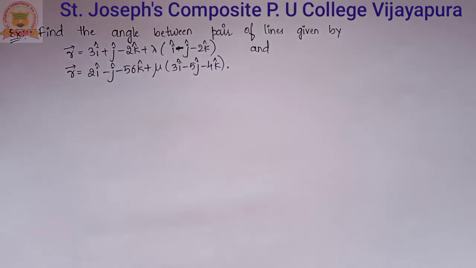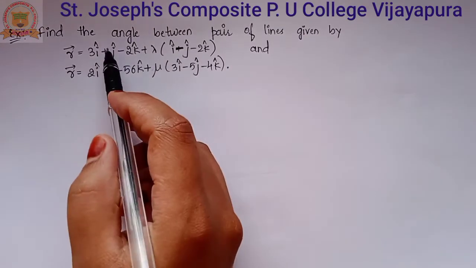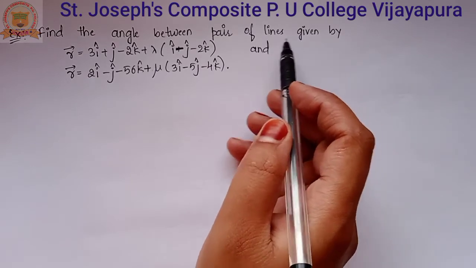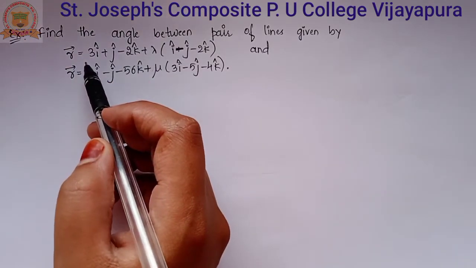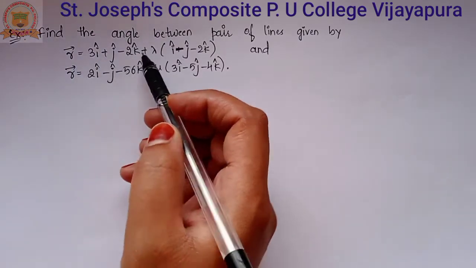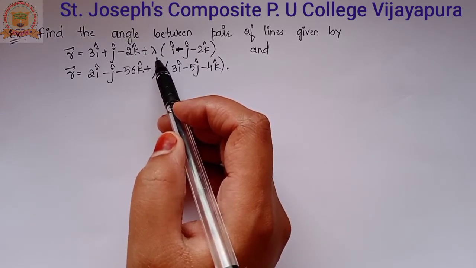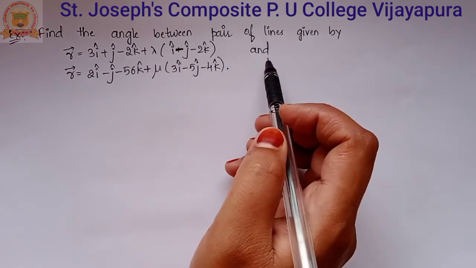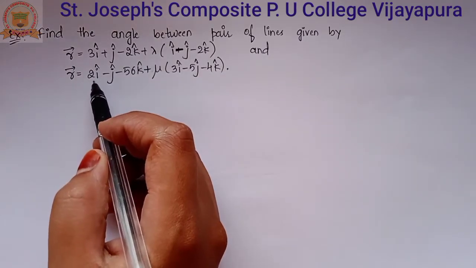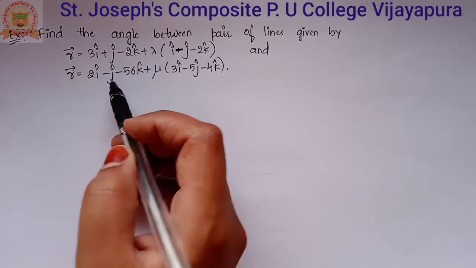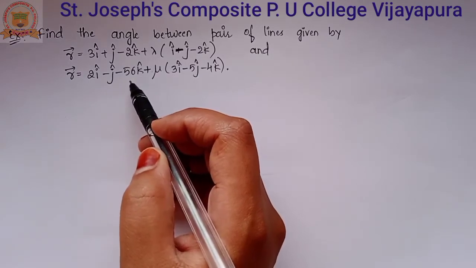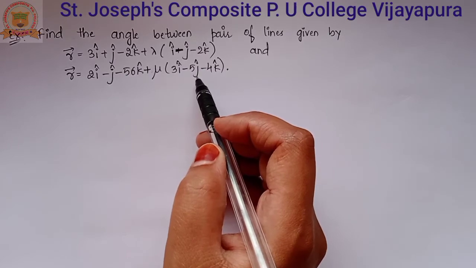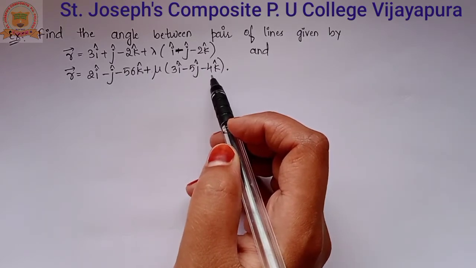Our next example is, find the angle between the pair of lines given by r vector equals 3i plus j minus 2k plus lambda into (i minus j minus 2k), and r vector equals 2i vector minus j vector minus 56k vector plus mu (3i vector minus 5j vector minus 4k vector).